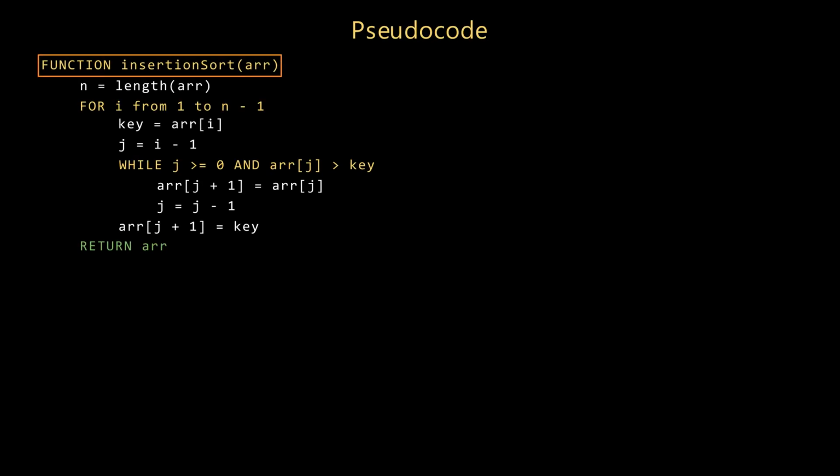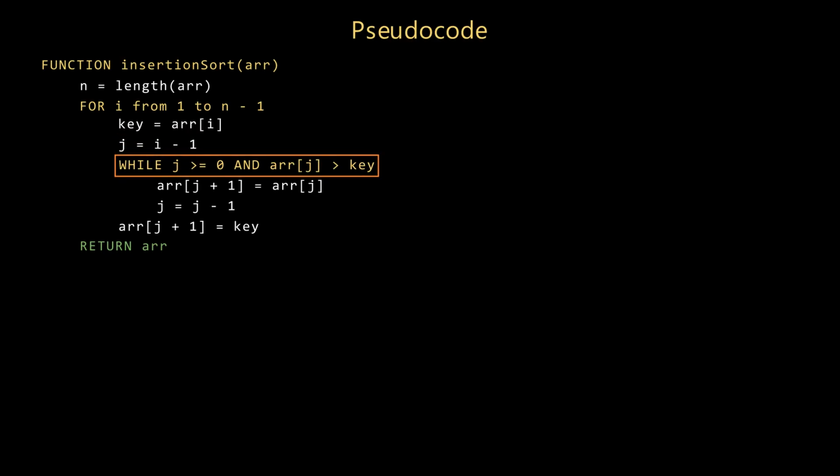Define insertion sort on the array. Store the length as n. Outer loop, index I runs from 1 to n-1. Save the key at position I. Start J at I-1 for the leftward scan.